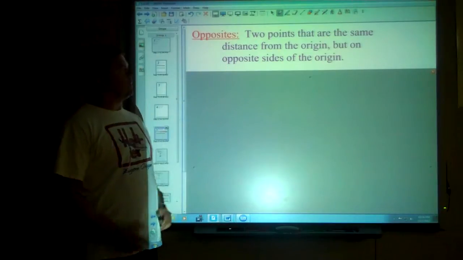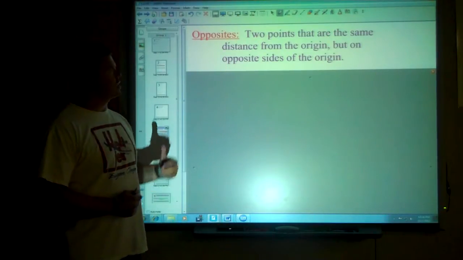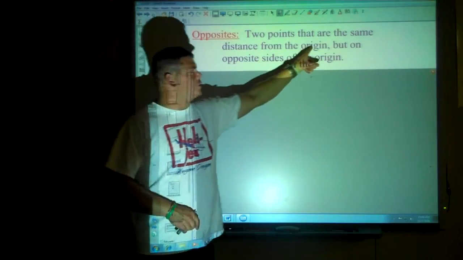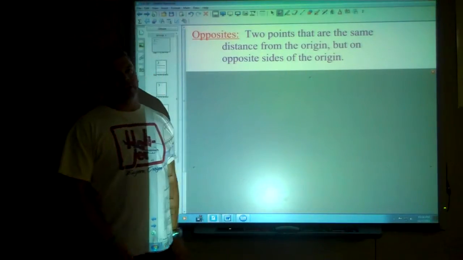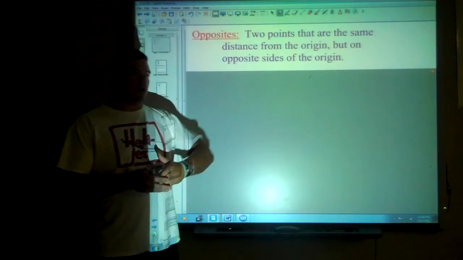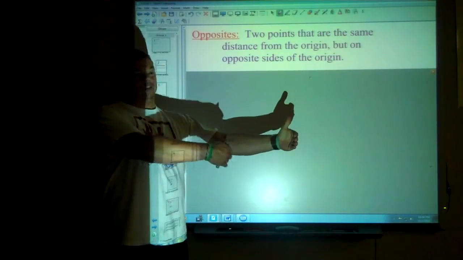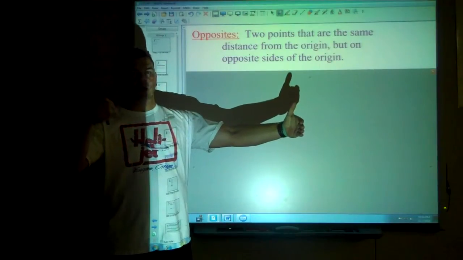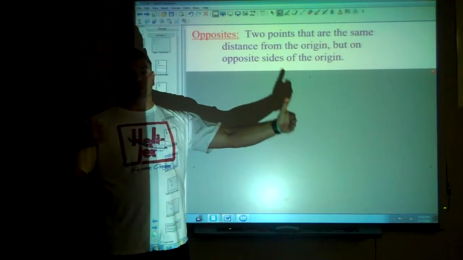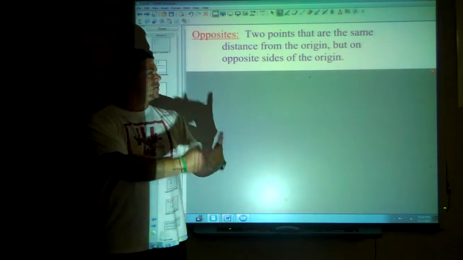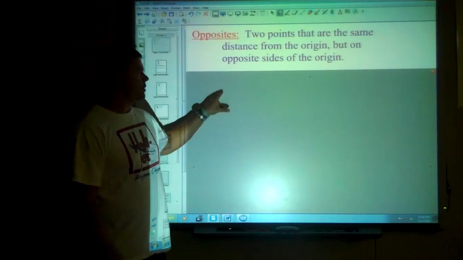We have the concept of opposites. An opposite is where we would have 2 points that are the same distance from the origin, which we know the origin is 0, but they're on opposite sides of the origin. So the origin's in the middle and you might have 5 units to the right, which would be positive 5, and then the same distance away to the left would be 5 units to the left, negative 5. So 5 and negative 5 are opposites of each other because they're the same distance from 0, from the origin.